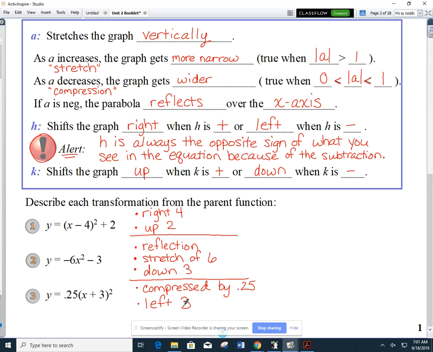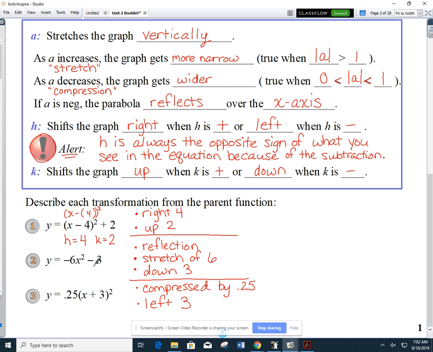So these are the correct transformations, but I do want to explain that the tricky ones, this was right 4, and that's because we see -4, so H is actually equal to +4, and K is equal to +2. So this is basically like saying X minus whatever H is +4.